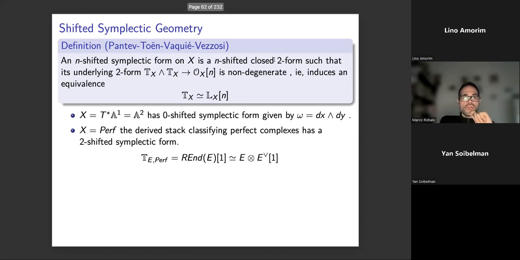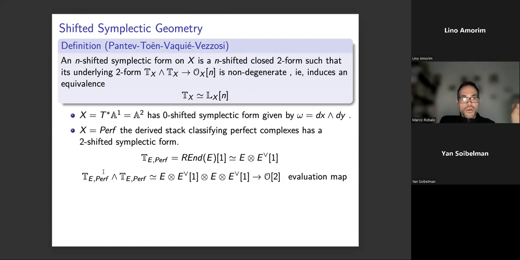So how do we see this? If you have a perfect complex, say you have a vector bundle, E is a vector bundle. The tangent space of a vector bundle, the deformation theory, is just endomorphisms of the vector bundle, shifted by one. This is a classical deformation theory example. Since it's a vector bundle, it has a dual, so I can write it this way. And in this case, I can tell you what the form is. I just smash it with itself, so I get a copy of this: E tensor E dual, tensor E tensor E dual. And I just use the evaluation map from the pairing with E dual, and I can use the symmetry. This map is the symplectic form on the stack of perfect complexes.